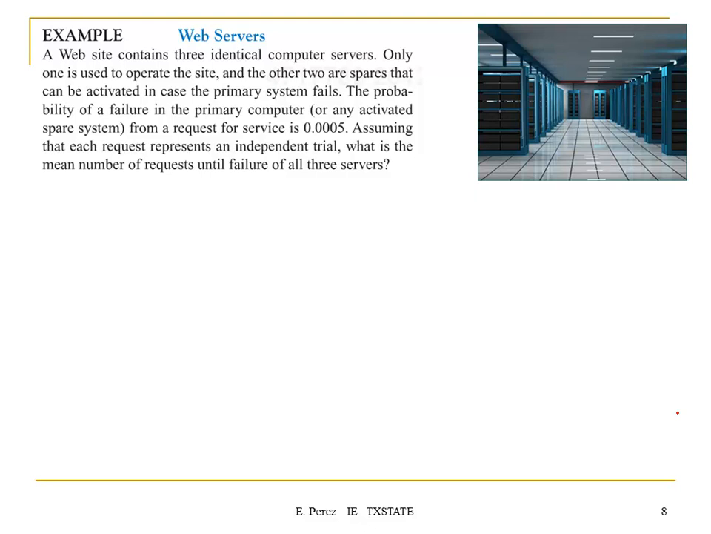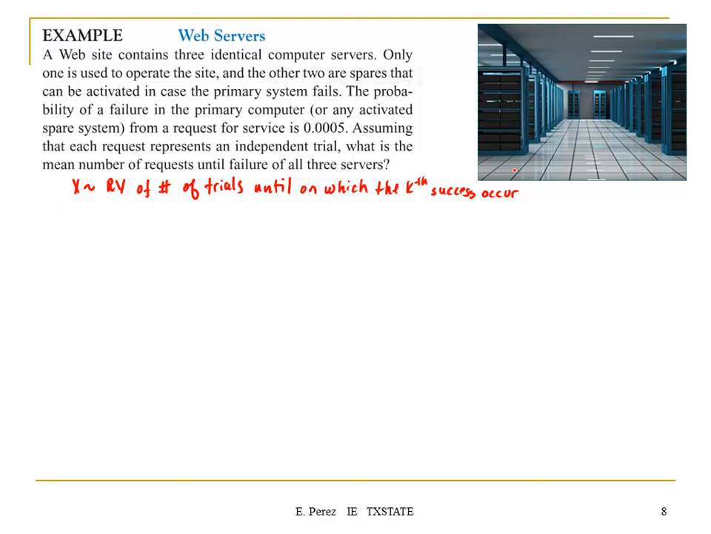This is a negative binomial distribution, and we can tell by defining the random variable. So this is X, the random variable for the number of trials until the one on which the K-th success occurred.